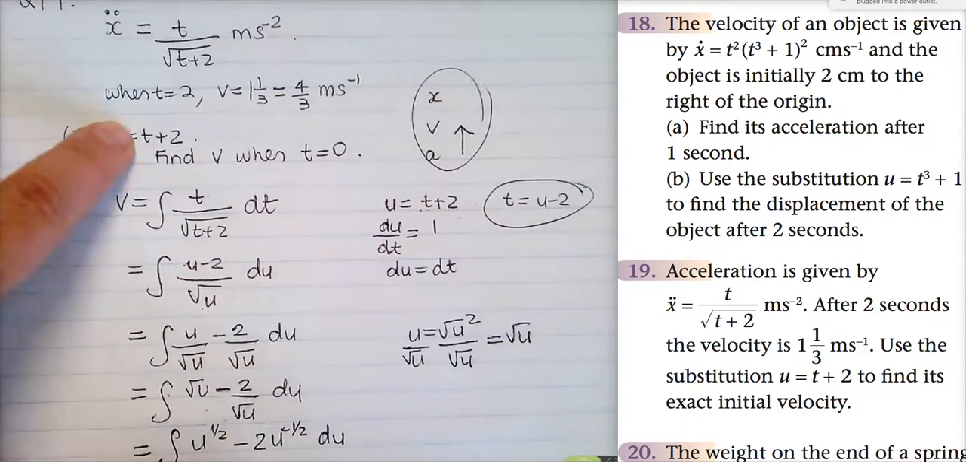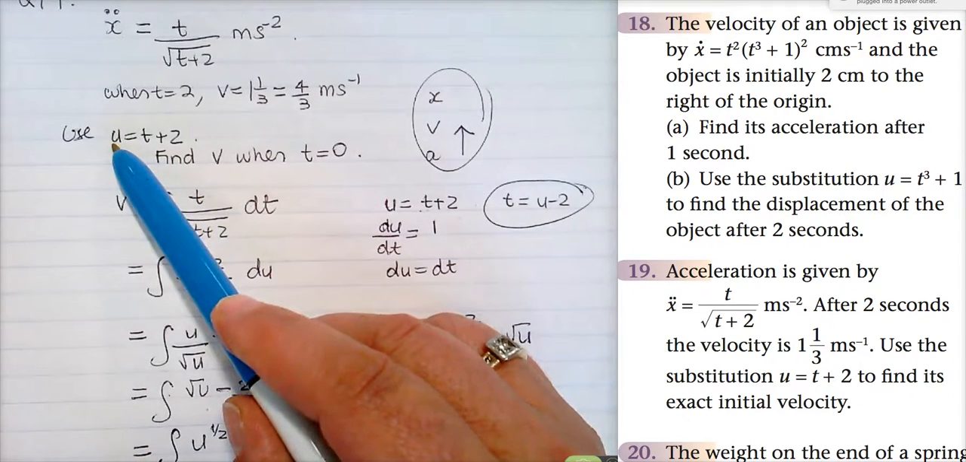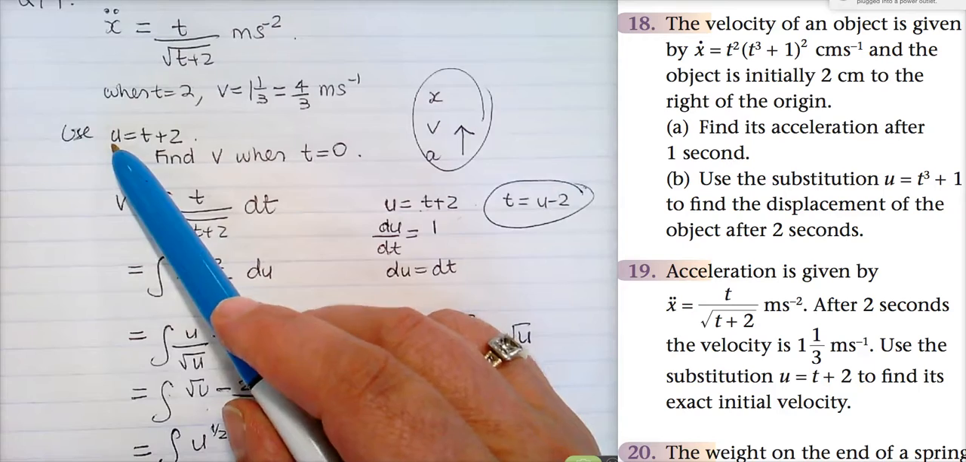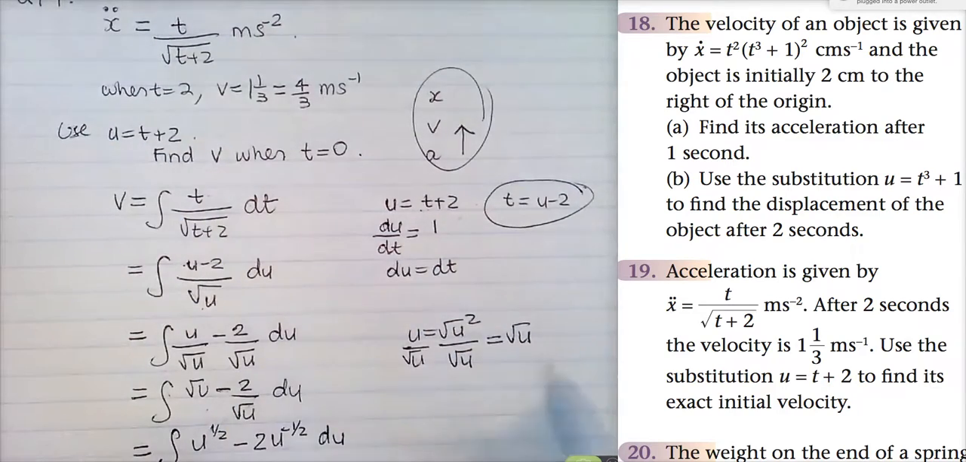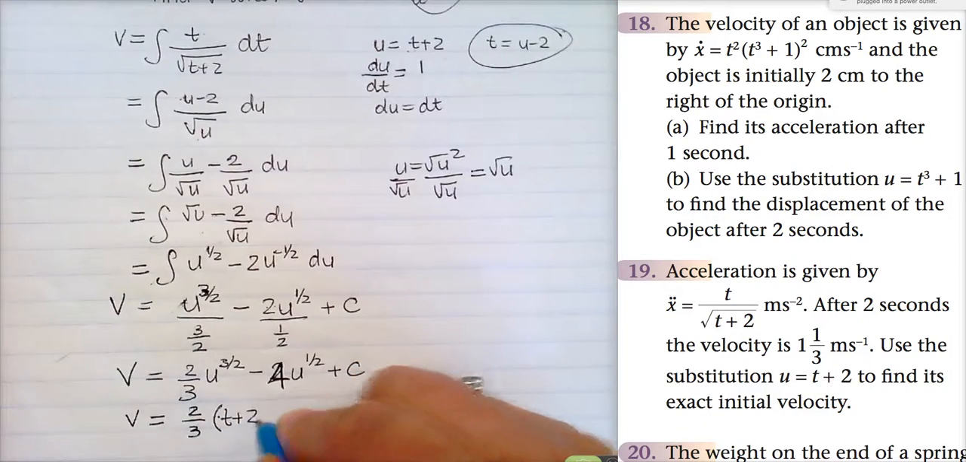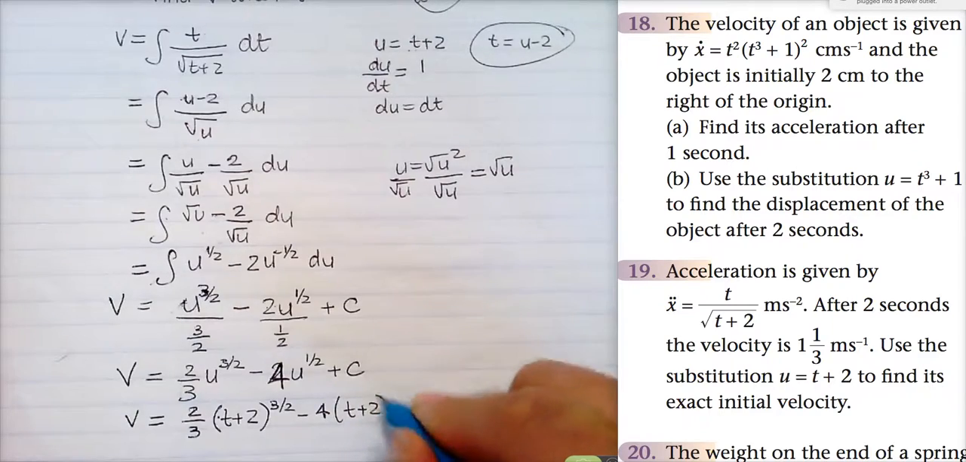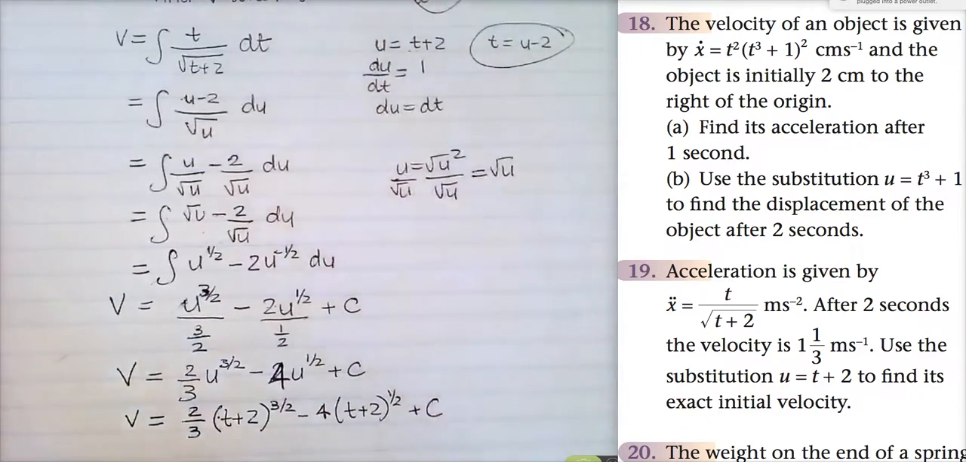We've got u. I don't mind. When t is 2, what's u? What do you want to do? Do you want to change this back to t's? I think we'll be safe. Change it back to t plus 2 minus 4 t plus 2 to the half plus c.